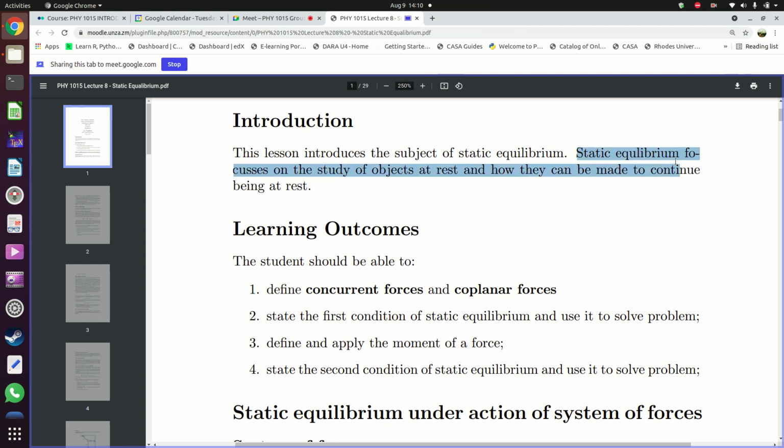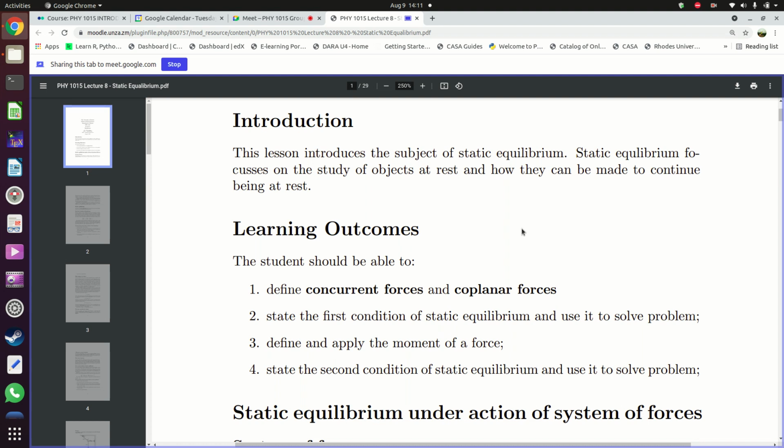We want to understand why objects remain at rest, and if they remain at rest, how we can make sure that these objects continue to stay at rest. We are not only interested in making sure that the object does not move, but we also want to make sure that it does not rotate. So when it comes to equilibrium, we want to make sure that the position of the object remains the same. If the position changes, it means that the object has moved. We also want to make sure that the object does not rotate. So to make sure that there is no rotation, what do we need to do?